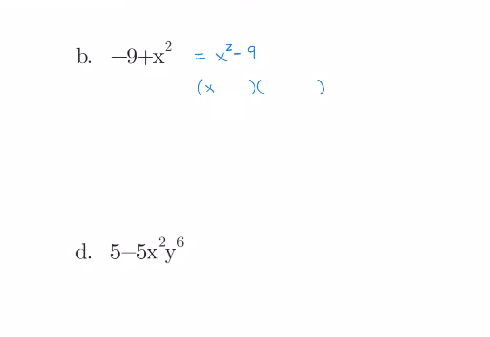x squared is x and x. 9 is 3 and 3. And we have different signs. The main reason that I wanted to write this in descending order is my first term is negative, and so you can either factor out the negative or you can rewrite it so that it's at the end.